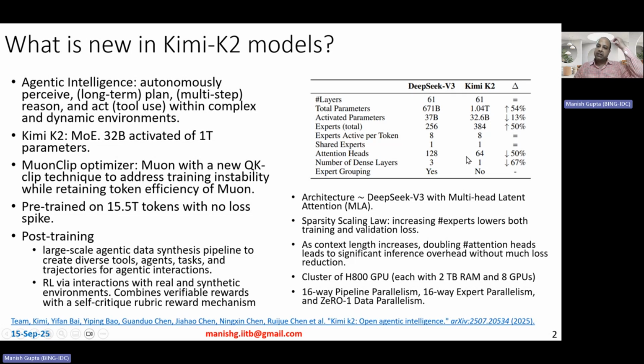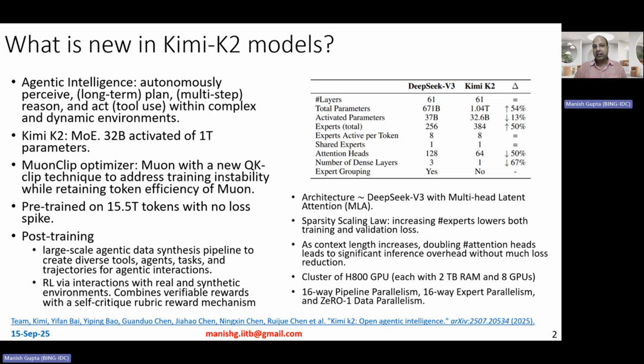The number of attention heads has been decreased from 128 to 64 because they observed that as the context length increases, a larger number of attention heads can lead to significant inference overhead, but doesn't lead to as much validation loss reduction during training, and therefore they reduced the number of attention heads. The number of dense layers is 1 in Kimi K2. The models have been trained using multi-head latent attention, which is also the attention mechanism used in DeepSeek V3.